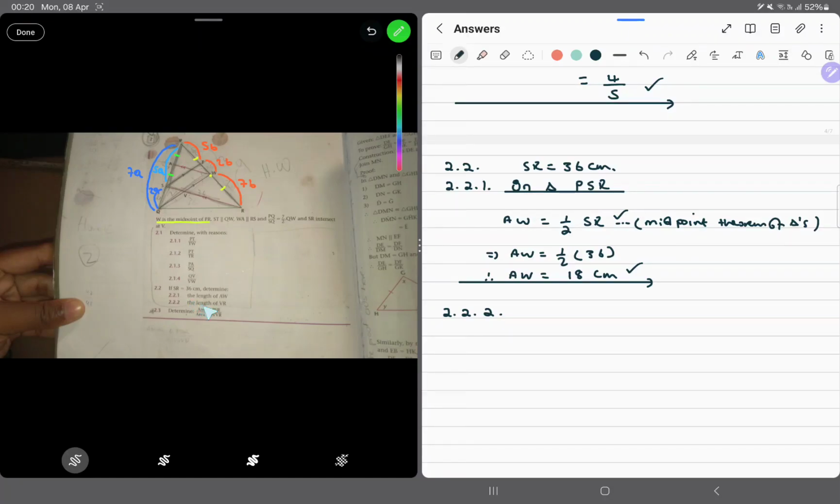So 2.2.2, we must find the length of VR. How do we find the length of VR now? Okay, we can use this triangle RST. So we can say in triangle RST. So you can see, guys, I always name the structures I'm working on to direct even the person who's looking on as to what I'm doing.